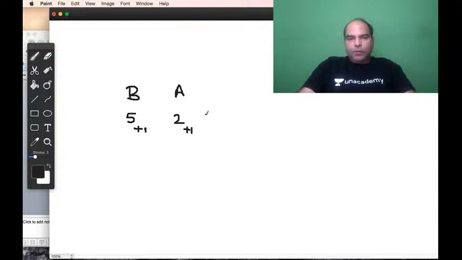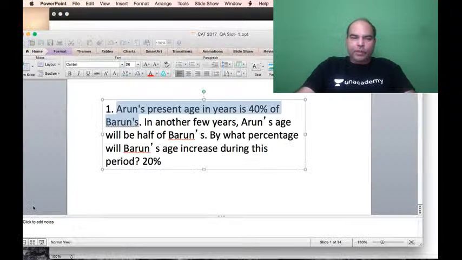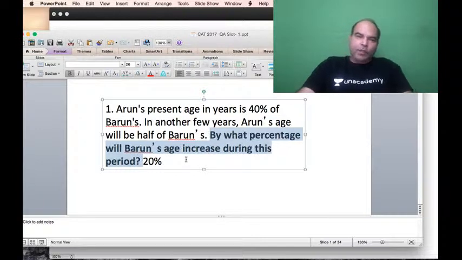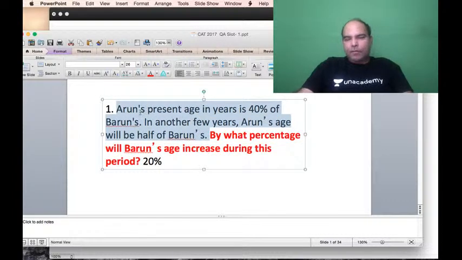So you should think about such questions numerically too, because this will become very simple. Because see, in a question like this, the question is asking you by what percentage will Barun's age increase during this period. So the structure of the question is such. How do you understand that you can do it with values? You need to understand that the structure of the question is such that you can take any age for Arun and Barun, as long as you maintain the two conditions. Which conditions? Arun's present age should be 40% of Barun's.